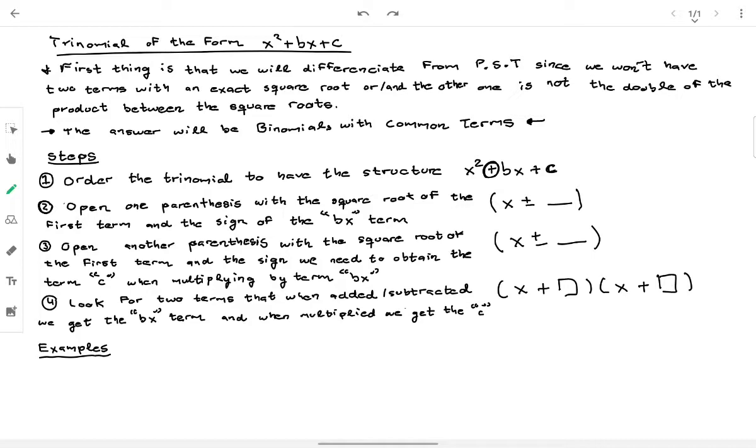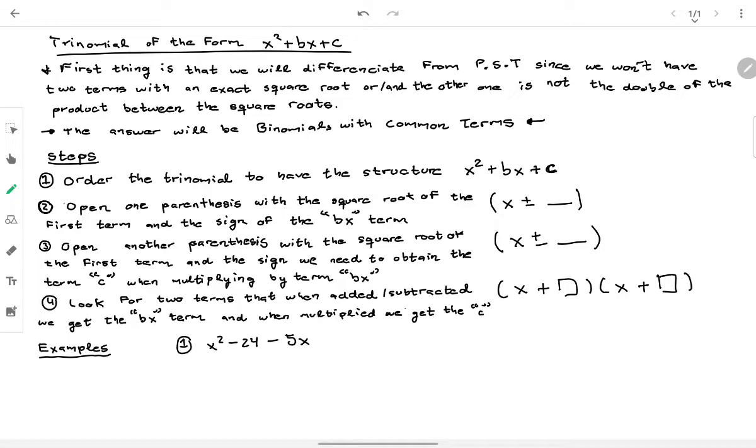And finally, step number 4 says, look for two terms that when they get added or subtracted, that means an algebraic addition, we get the bx term, and when multiplied, we get the c term. So as I was telling you, if we saw only the steps, it would be kind of difficult to imagine how to do it, but if we do a specific exercise, we will see that it's very easy. So let's go with today's examples.